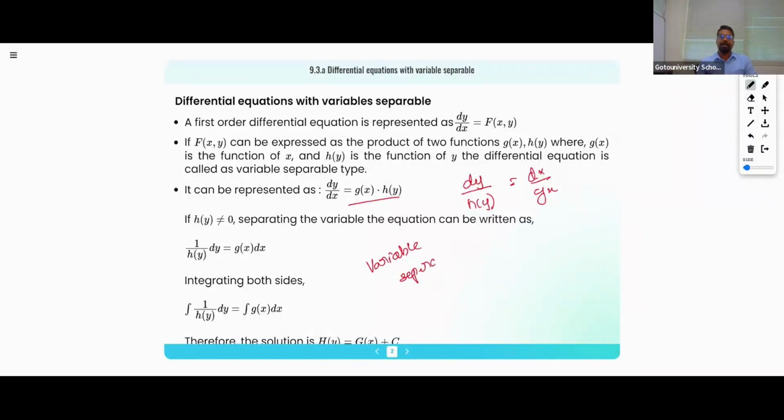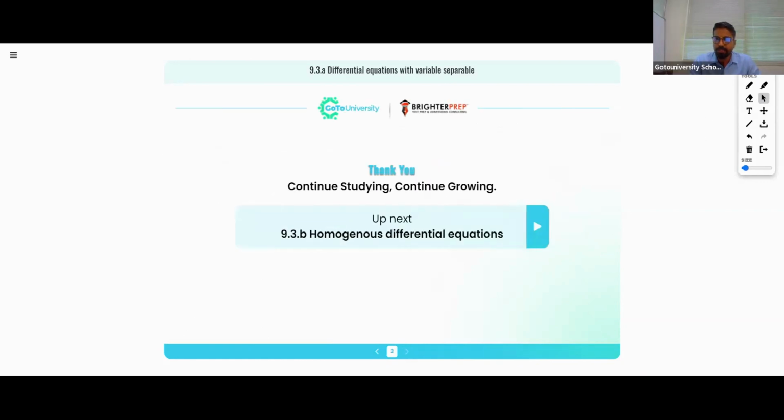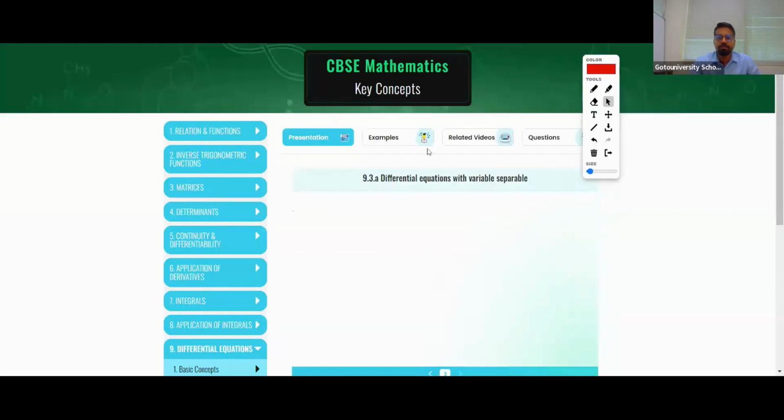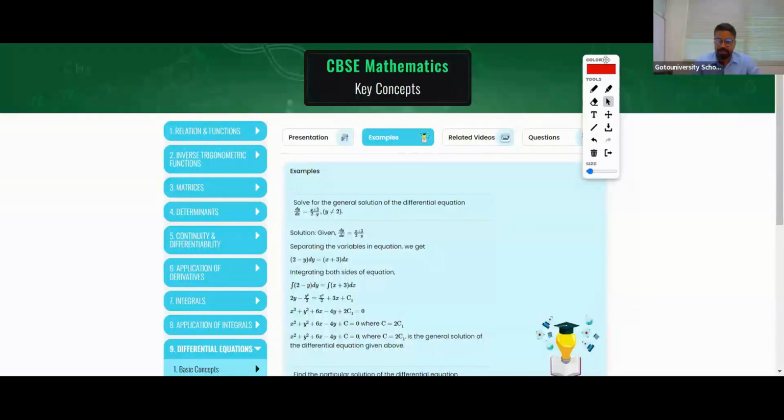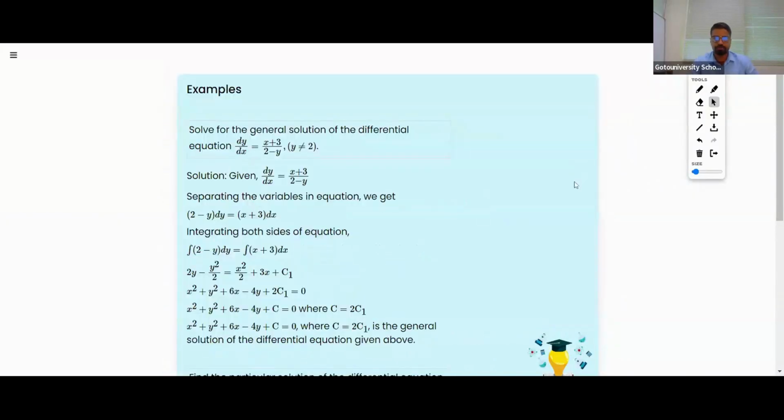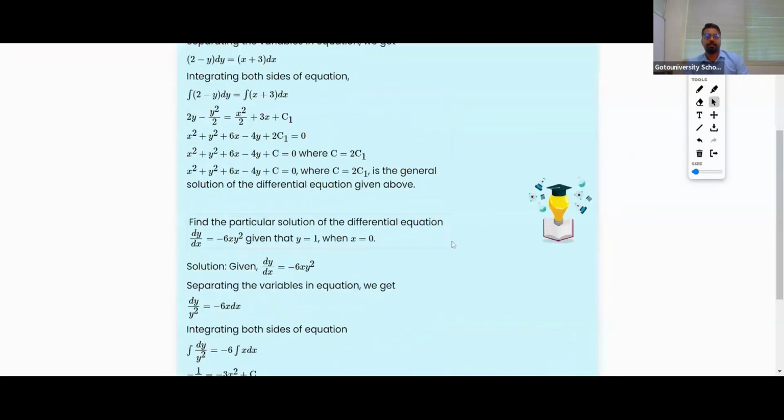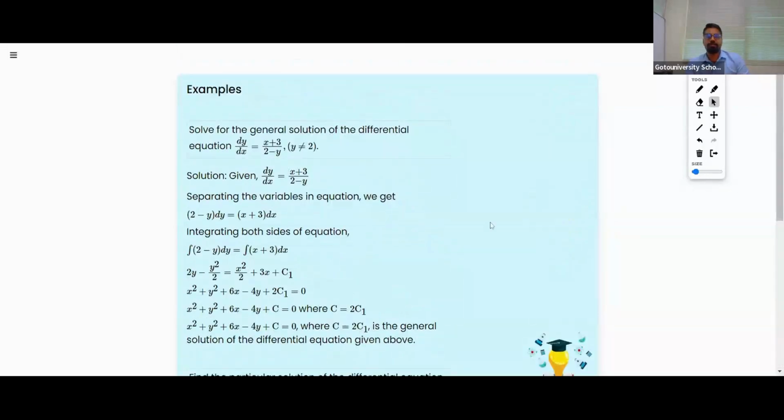Okay. And are we going to do this everywhere? No. Only in some questions where we can separate the variables, we can use this approach. Shall we check that? Yes. We'll check some examples first, and then we can go to the questions. Please check this example. It will give a clear picture about how to solve a differential equation by the variable separable method.